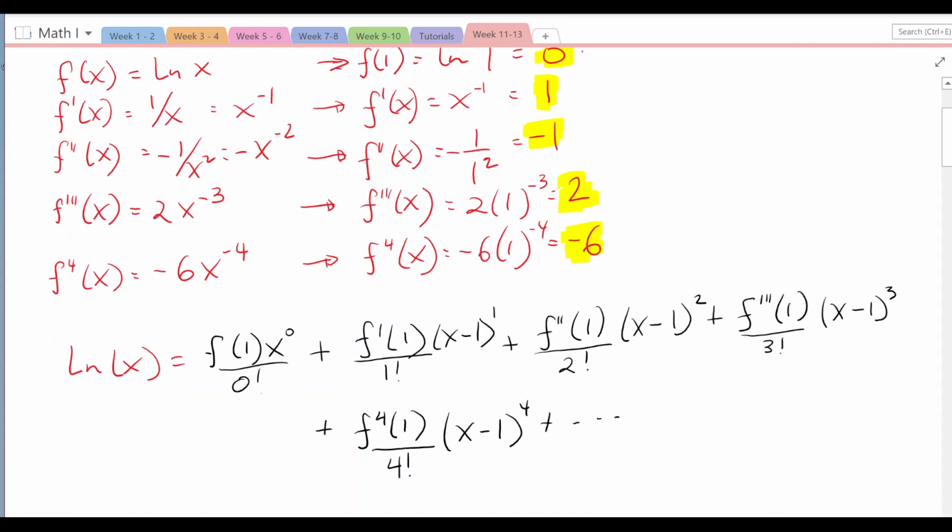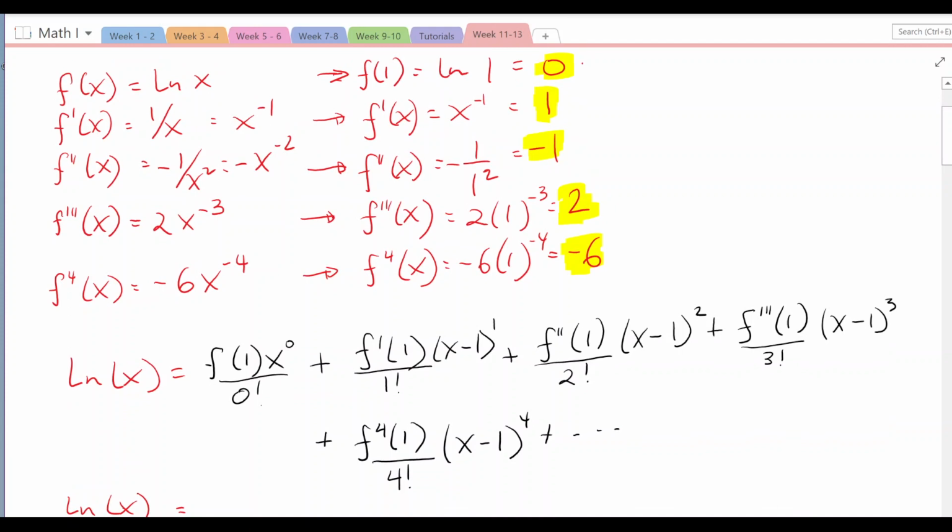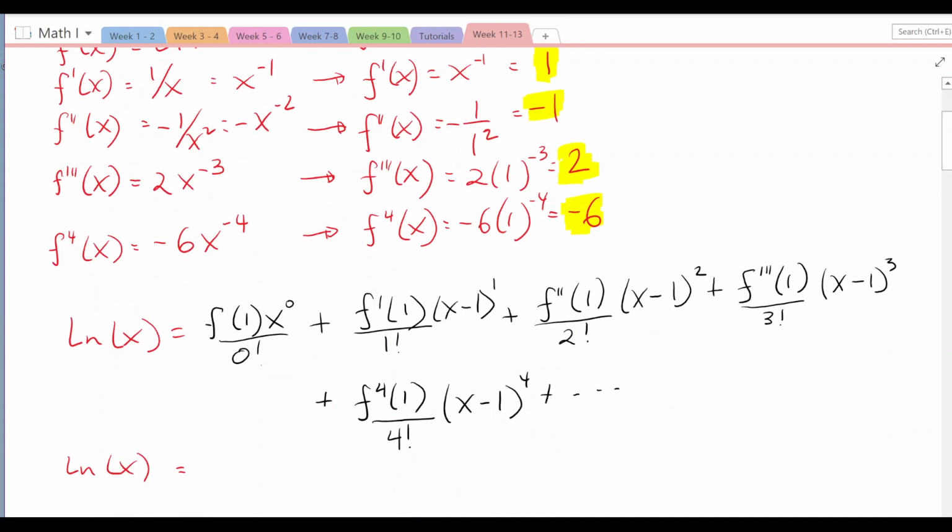Okay, so we can say that our function ln x Taylor expansion series is, for the first one we have f of 1 is 0, so the whole thing becomes 0. Oh, I forgot to fix this problem by the way. This is x minus 1 to the power of 0, which is basically 1.